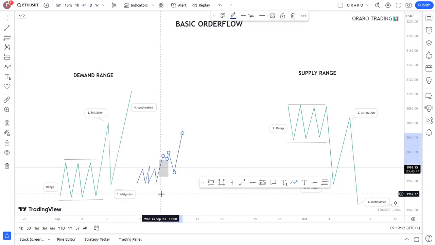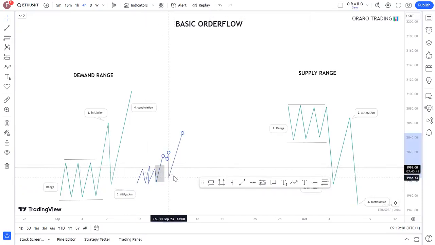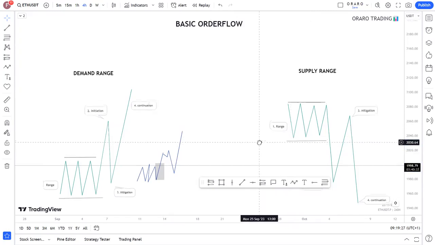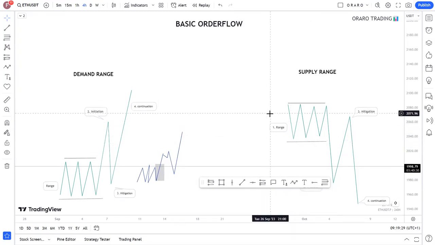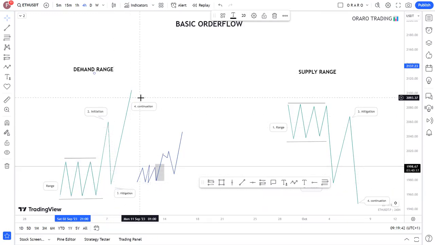So after the breakout of the range, there has to be a mitigation. Price has to come back and what? Mitigate. Then continue the next movement. That's the same thing for the bearish movement. But in this case, we are talking about order flow, and we're also talking about supply and demand. So if this is a demand range, after the breakout of the demand range, what's the next thing you'll be expecting? You'll be expecting price to come back to what? Mitigate the demand range, then continue.